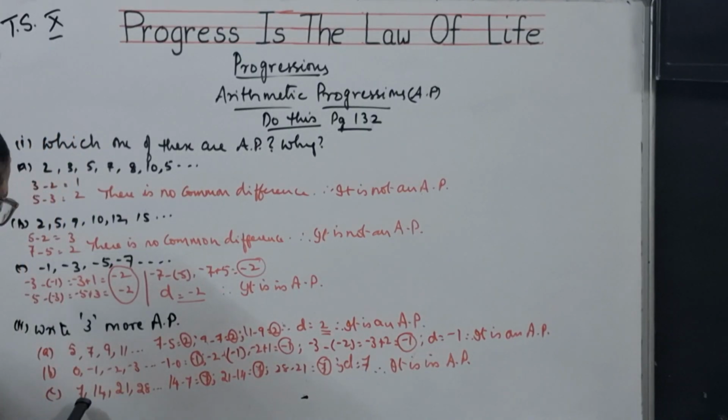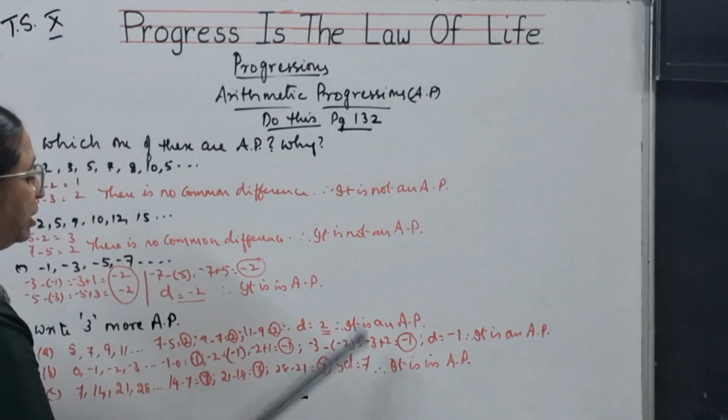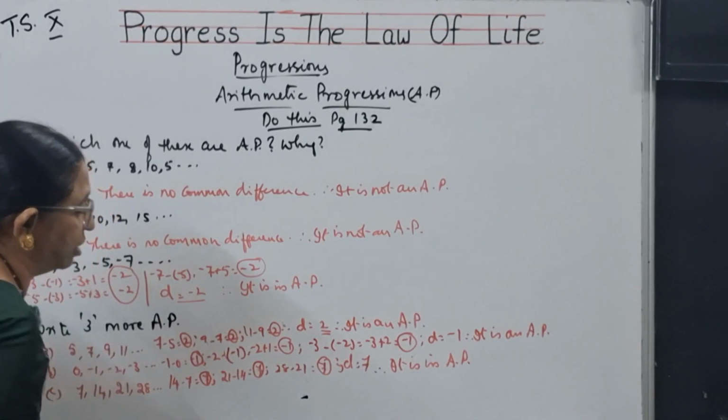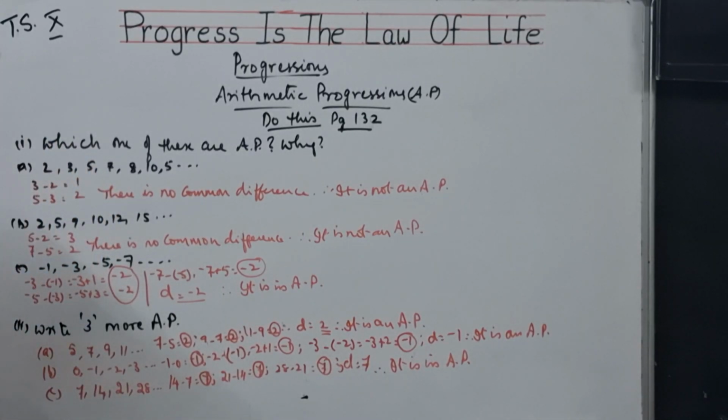And I have taken another example, 7, 14, 21, 28, and so on. So 14 minus 7 is 7. 21 minus 14 is 7. 28 minus 21 is 7. So all have common difference 7. So it is in AP. So I think by this time it is clear, children, whether the given list of numbers is in AP or not. You can very easily calculate by observing this kind of differences. Please note it down.